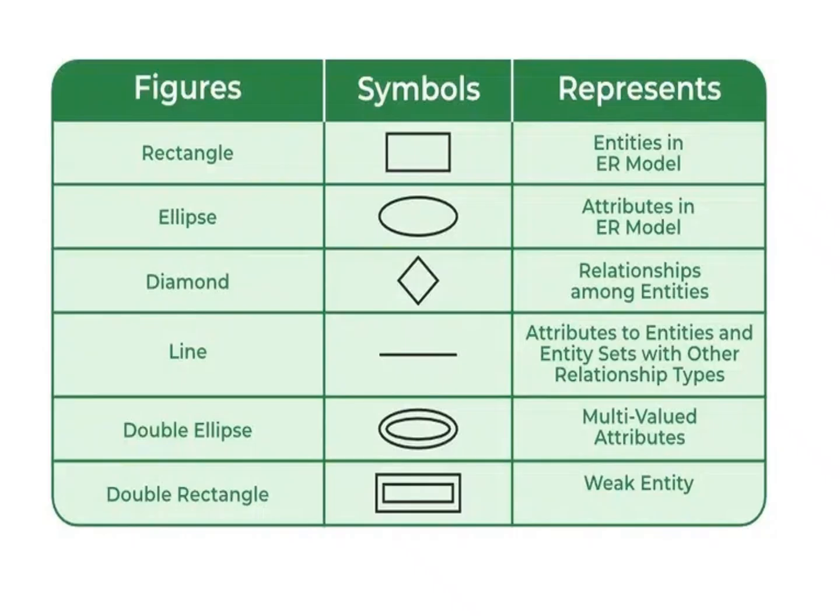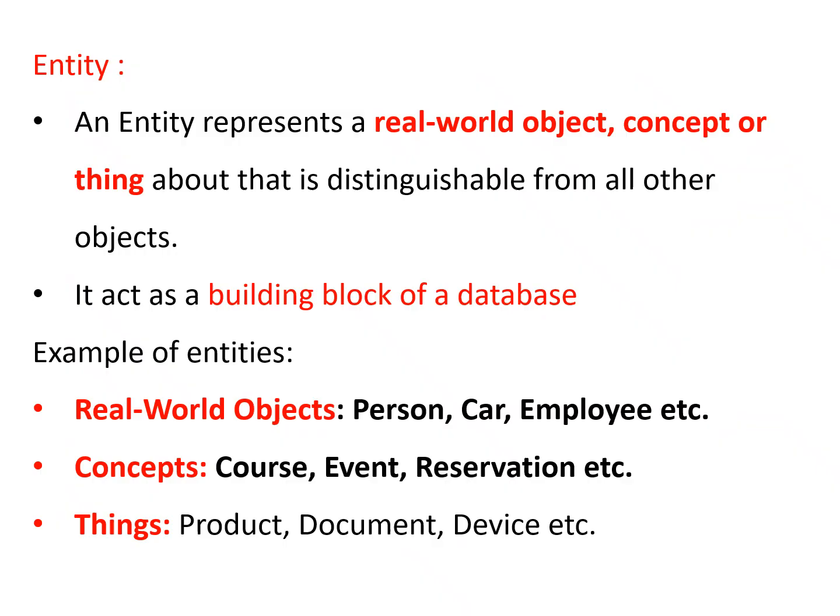So these are all the symbols and the representation of each particular symbol. Rectangle means it is an entity. Ellipse denotes the attribute. Diamond shapes are called relationships. Line is used to link the entity and their attributes and relationships. Double ellipse is called multi-valued, and double rectangle is called a weak entity.